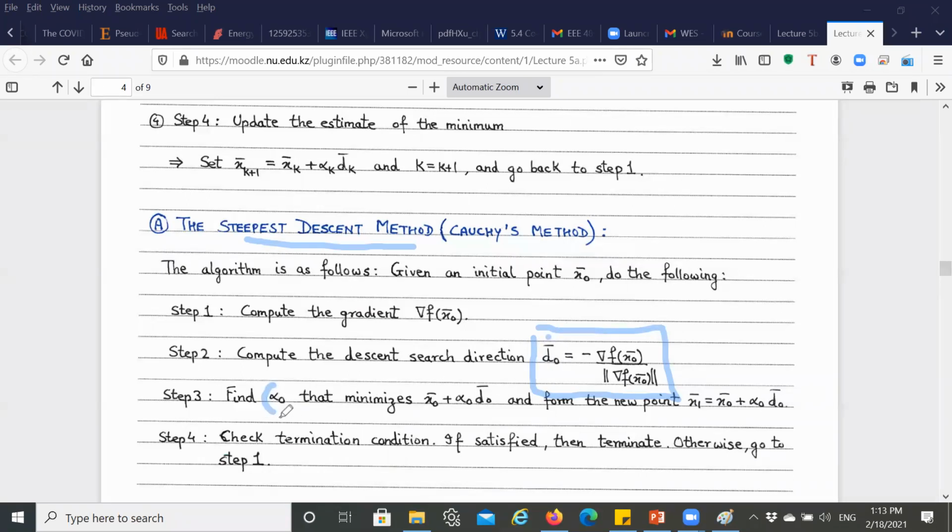Now we find this alpha naught. How do we find alpha naught? Just like in the example we had, we find the alpha naught that would minimize this function, and this function is our new point. We know d naught, we know x naught, we want to find this alpha naught. Based on that, we find alpha and substitute it. This gives us a new functional value and a new point, which is x1. And we check the termination condition, whether the gradient at this point is very close to 0 or not. If it is not, you repeat it. If it is, you stop. Is it clear?